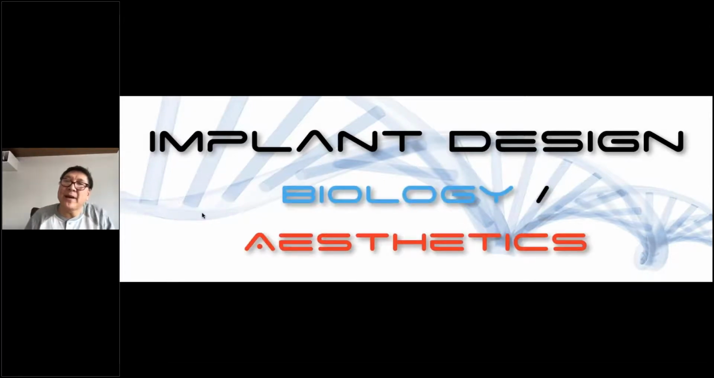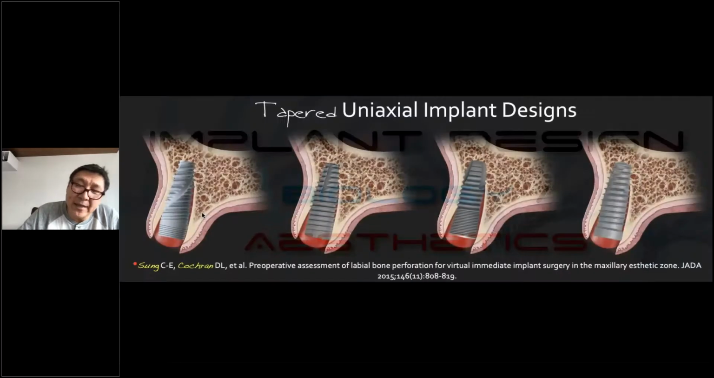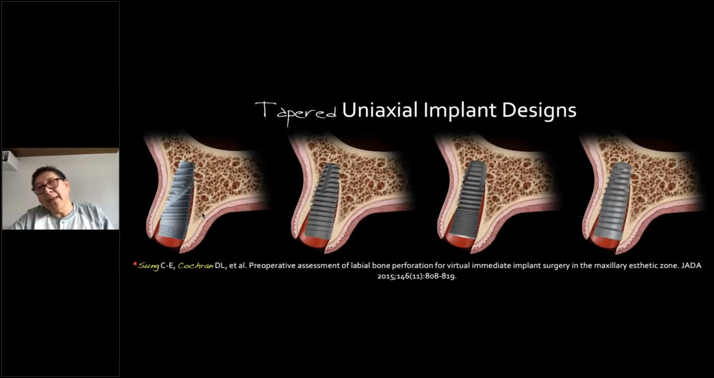All implant designs, or at least I think good implant designs, have had some type of biology or biologic basis behind the design that ultimately would affect and hopefully improve our aesthetic outcomes. Like I said, everything is more about aesthetics now than survival. Again, with tapered implants, what's interesting to note is that they tend to be wider at the top and more narrow at the bottom.